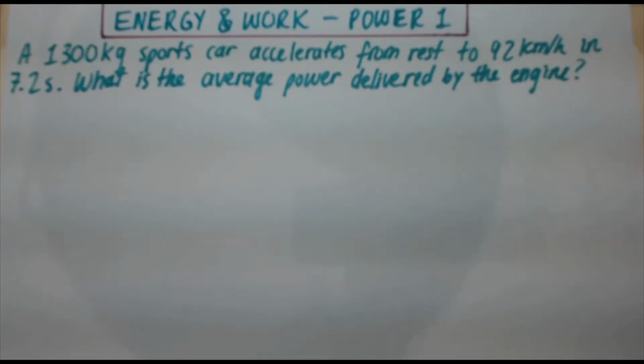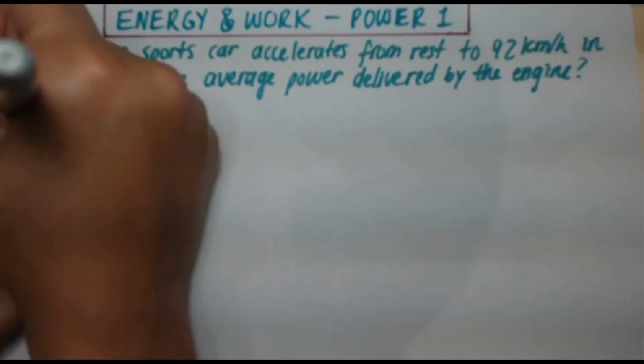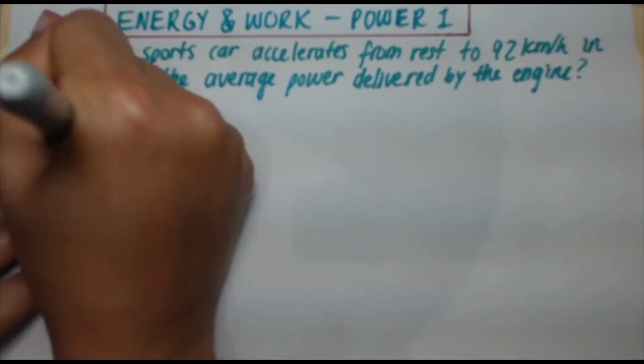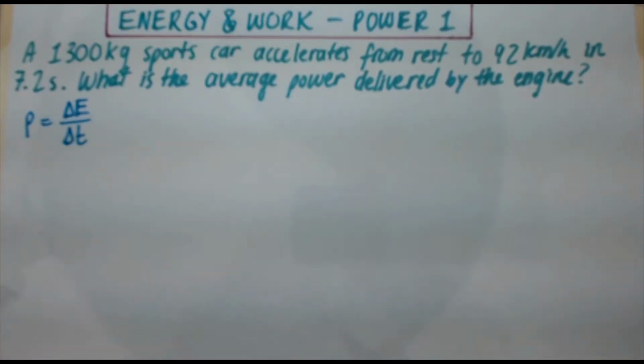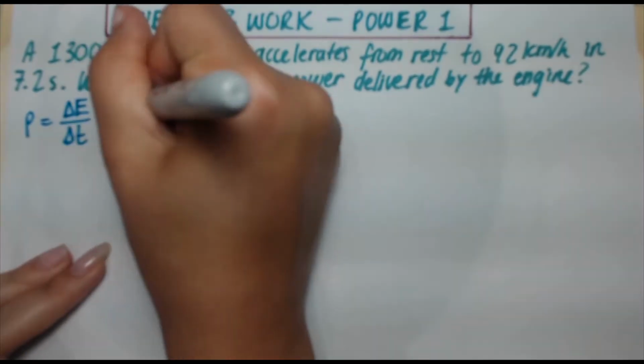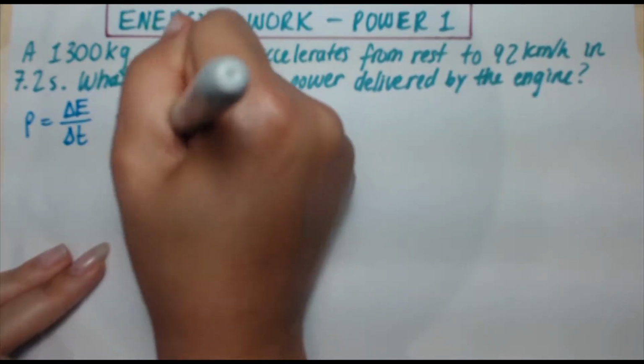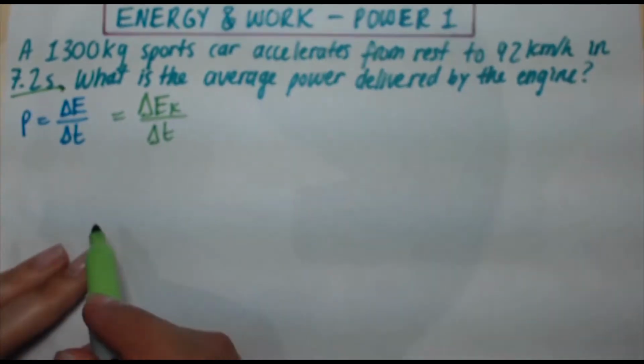In any question that involves power, it is always given by this formula, the change in energy over the change in time. And in this case, it's a car accelerating. There is a kinetic energy involved. So delta E, we can just call that delta EK. And delta T as well, our change in time, our time interval, the 7.2 seconds stated right there.